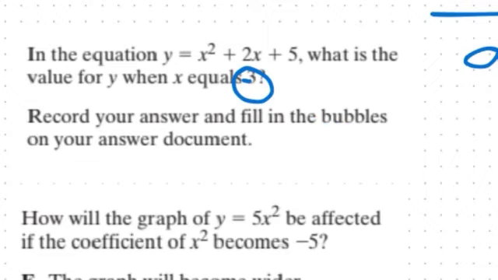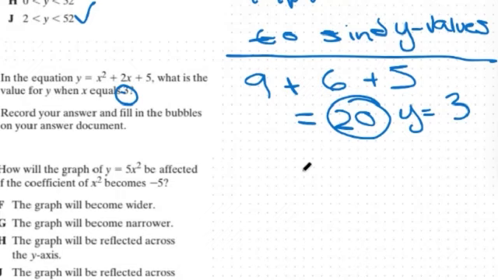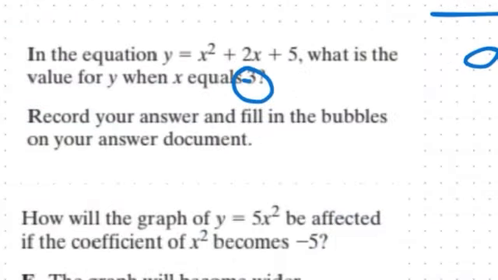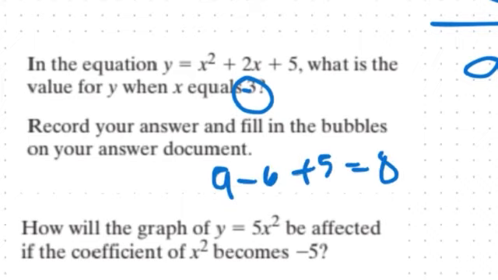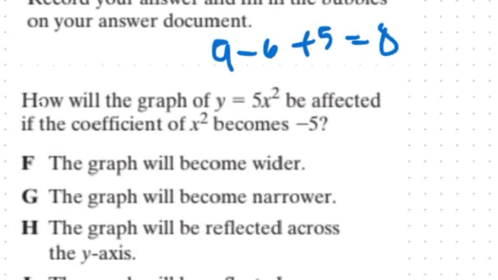This is when x equals 3. When x equals negative 3, it'll be 6, 14. Okay, 14? Sorry, 8. Yeah, 8, right? 9 minus 6 plus 5 is 8. Okay. Oh, yeah. Next.